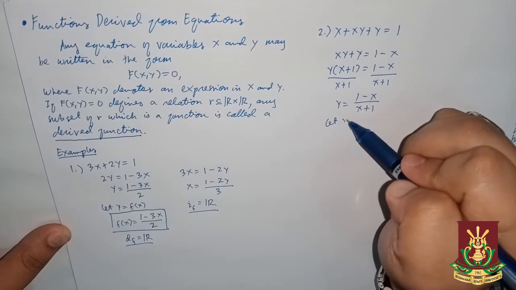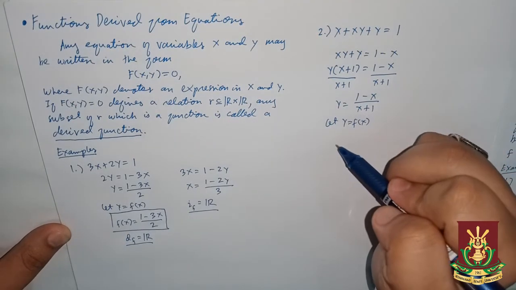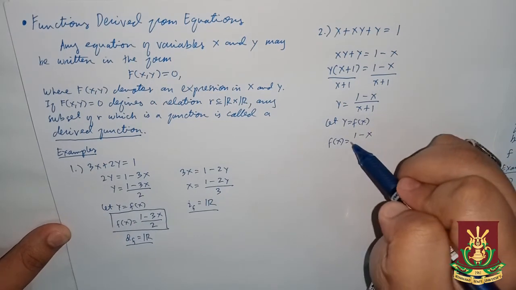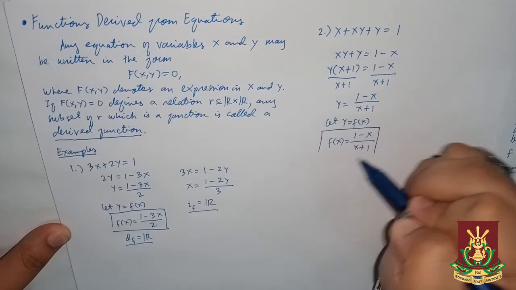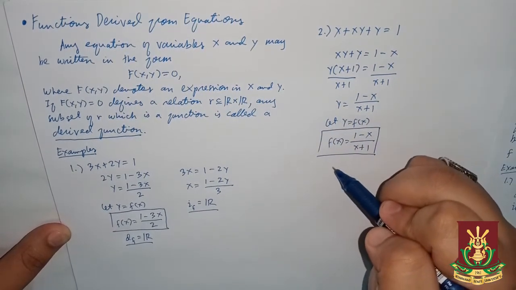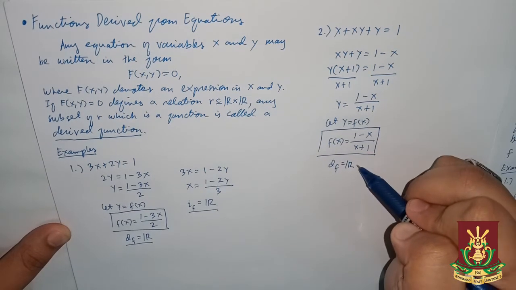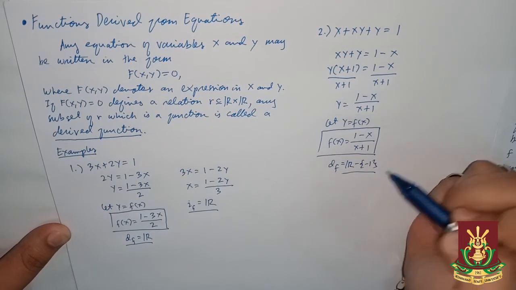If we let y be equal to f of x, we will get the derived function f of x equals 1 minus x all over x plus 1. Here, we can clearly see that the domain is the set of real numbers except for negative 1.